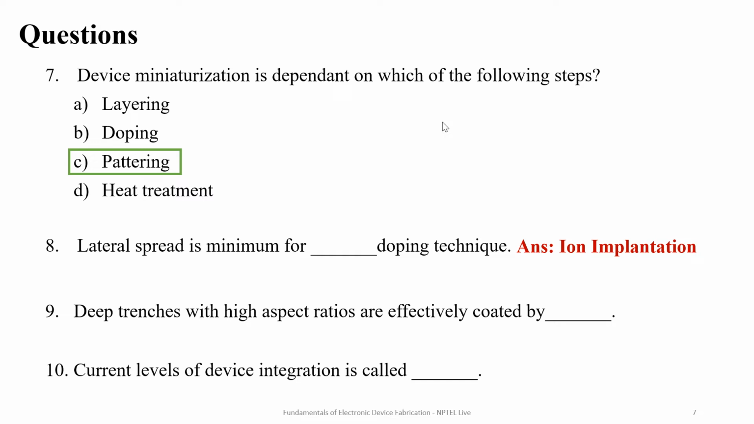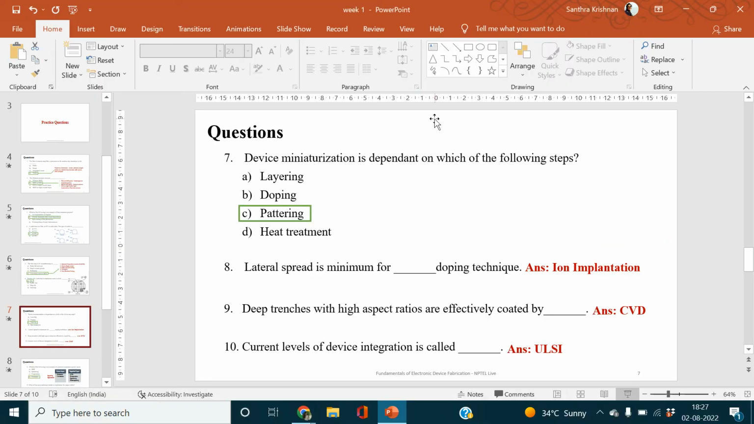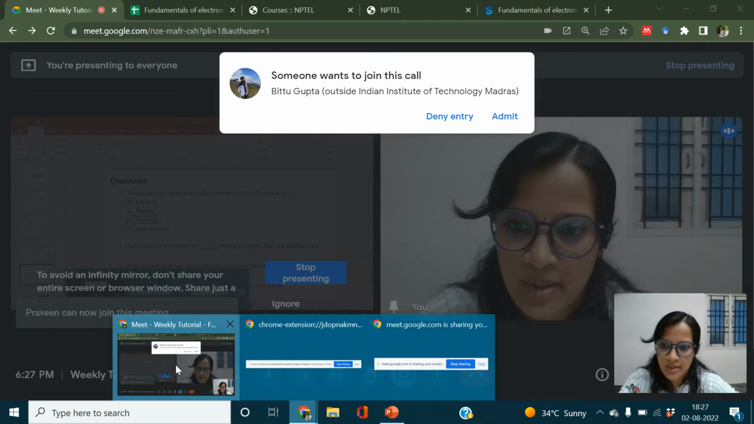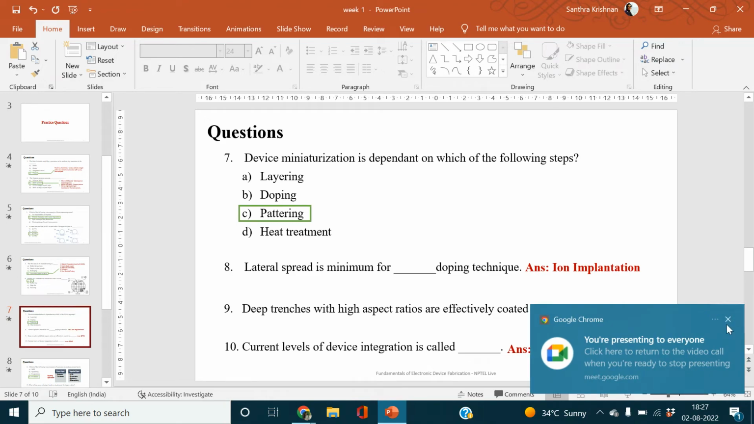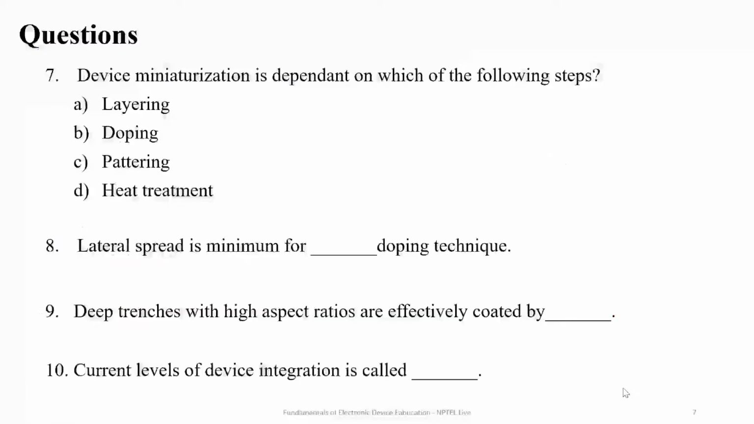Yeah, that is right. So deep trenches with high aspect ratios are effectively coated by CVD, that is chemical vapor deposition. Can anybody who knows chemical vapor deposition speak up? Anybody?